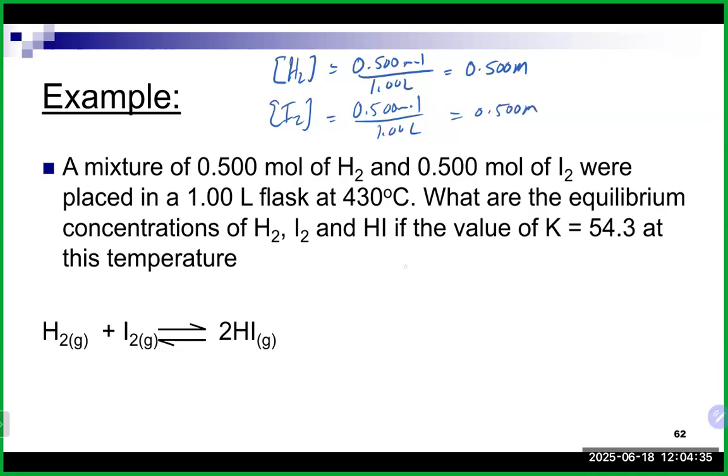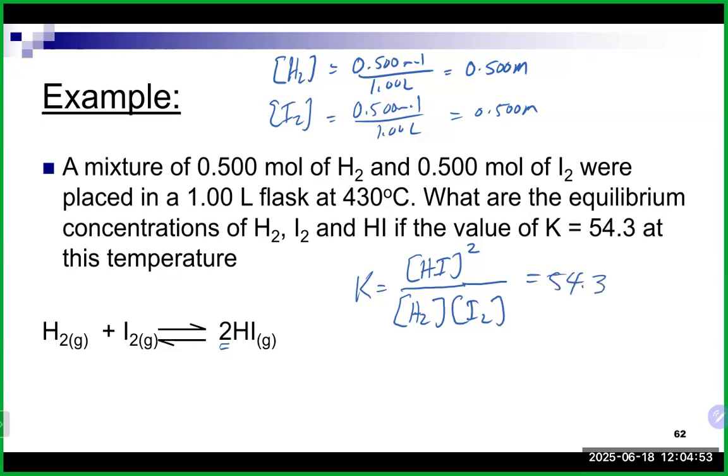We also can write our equilibrium expression for this. It's going to be our product, HI, which we need to square once again because of the coefficient, divided by the concentration of H2 and the concentration of I2. And that is going to equal 54.3. Questions so far?